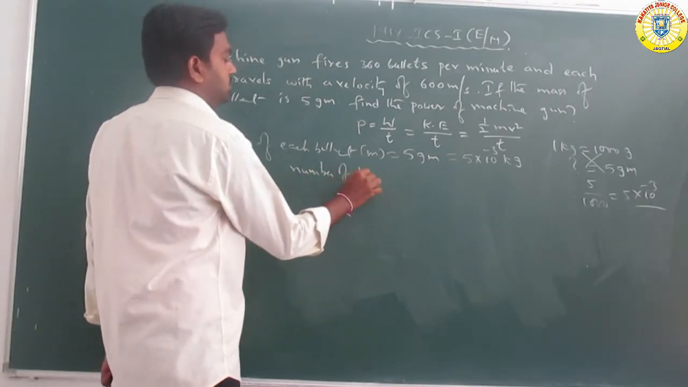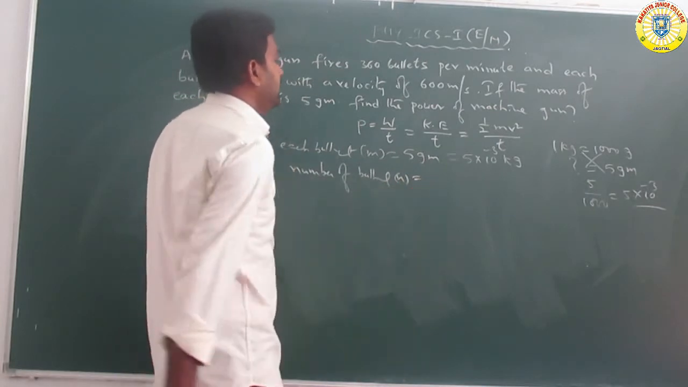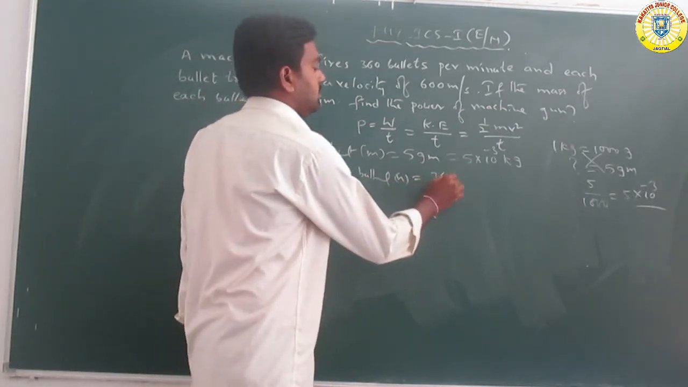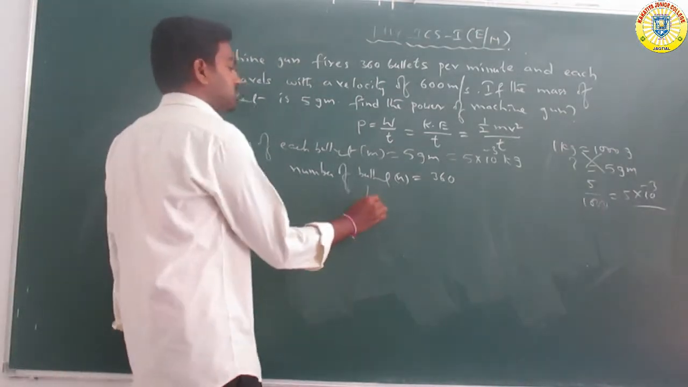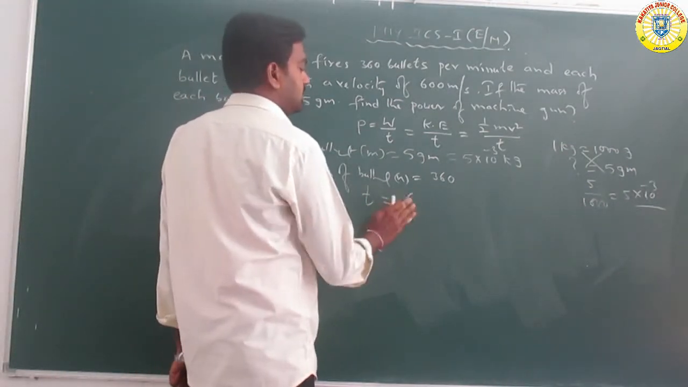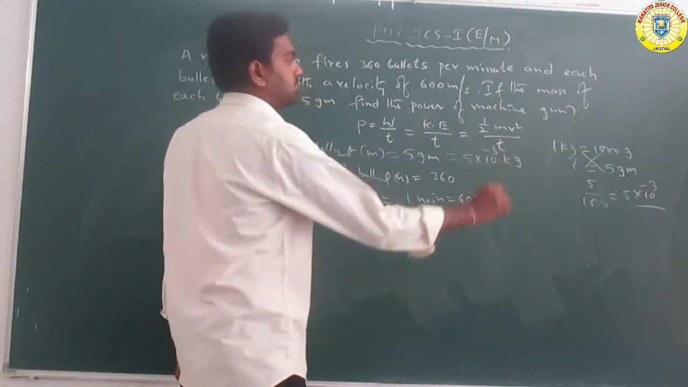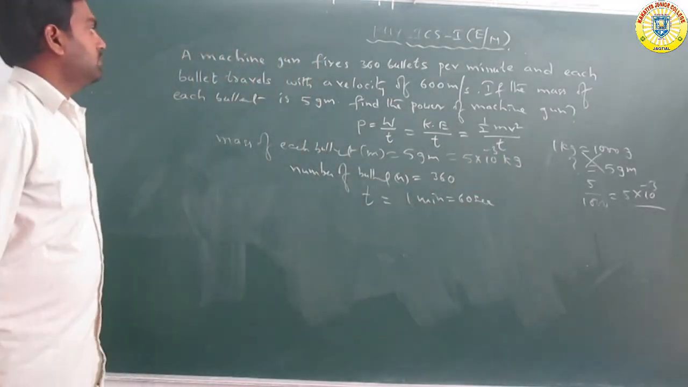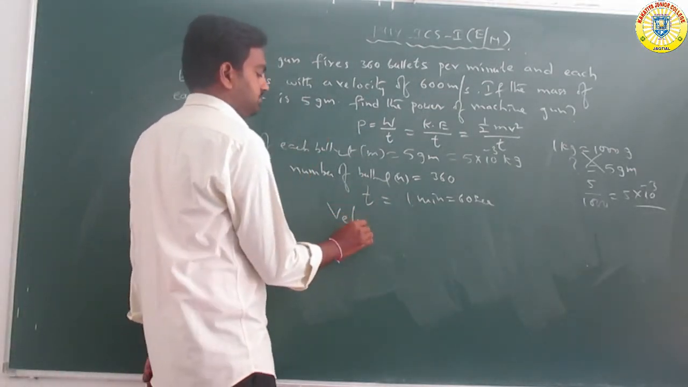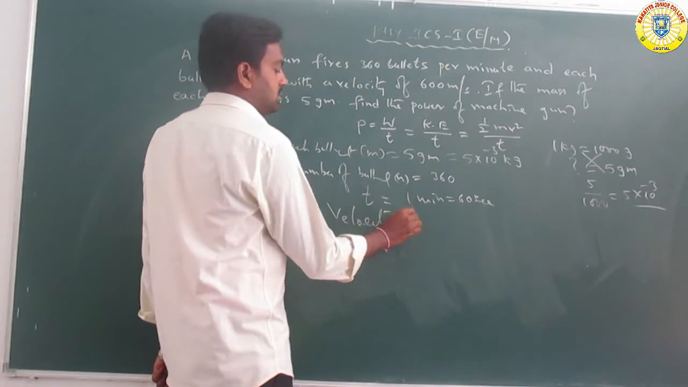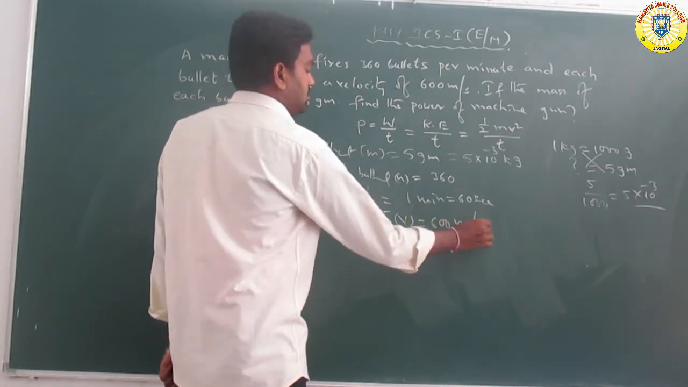Number of bullets per minute is equal to 360 bullets. Time is also given: T is equal to 1 minute, that is 60 seconds. Velocity is also given: V is equal to 600 meters per second.